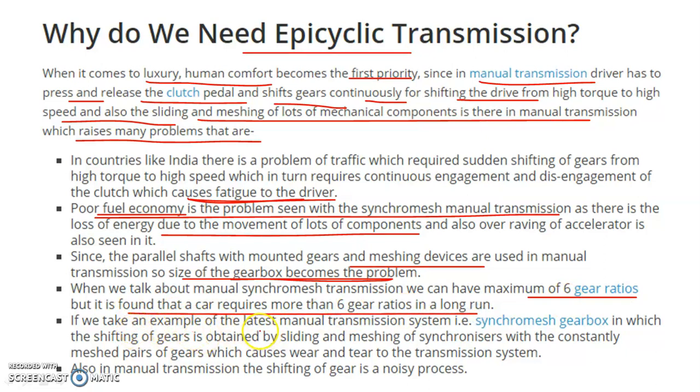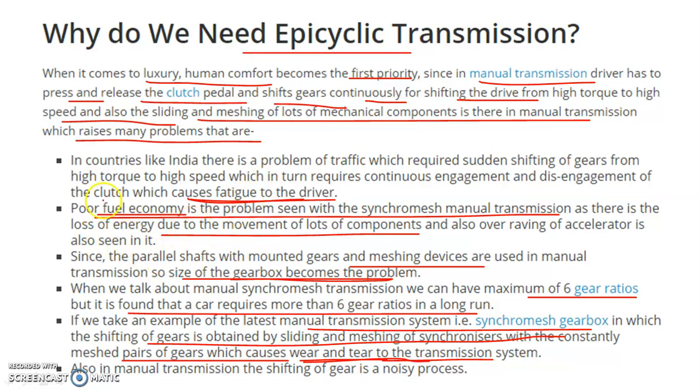If we take the example of the latest manual transmission system, the synchronous gearbox, the shifting of gears is obtained by sliding and meshing of synchronizers with constantly meshed pairs of gears, which causes wear and tear to the transmission system. To avoid this wear and tear, we can replace it with the epicyclic transmission.